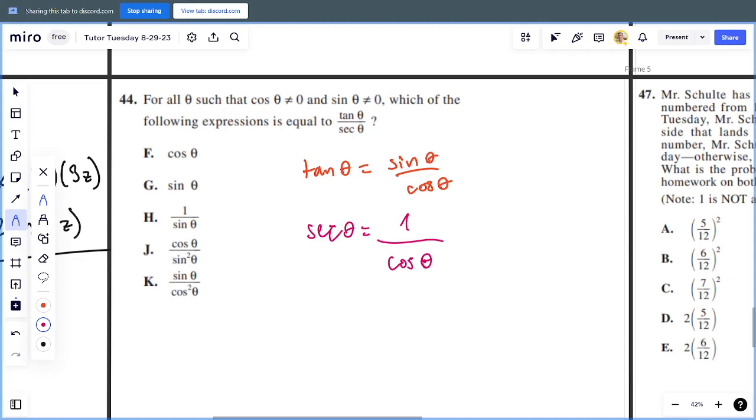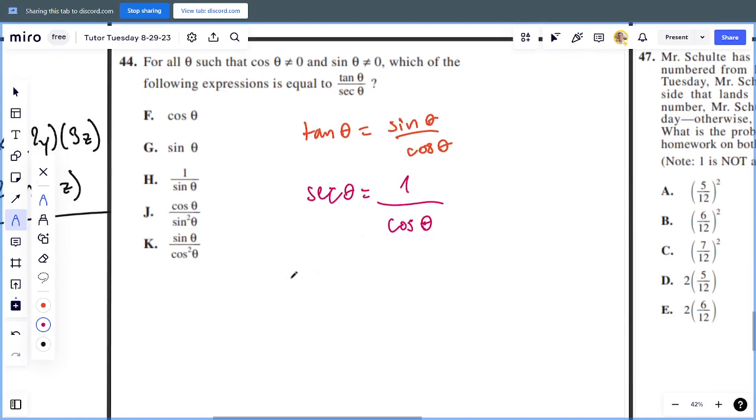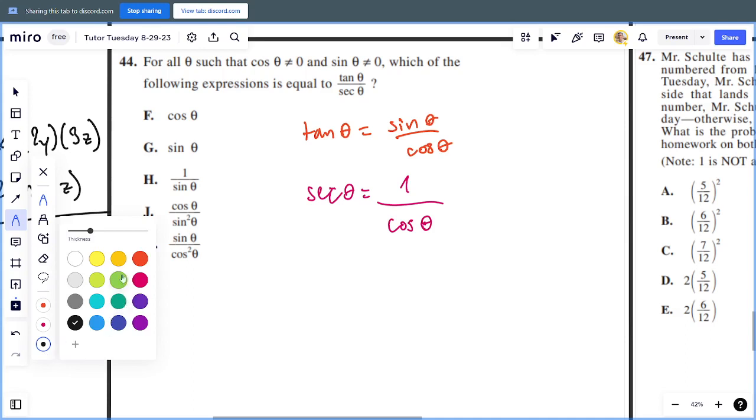Secant theta definition is, yes, 1 over cosine. Yeah, the reciprocals are a little bit annoying. But now that I have this, I can plug it in and I'll get the following.